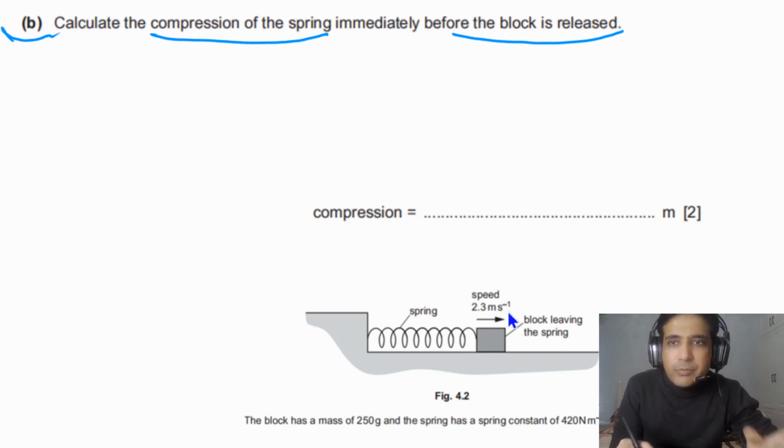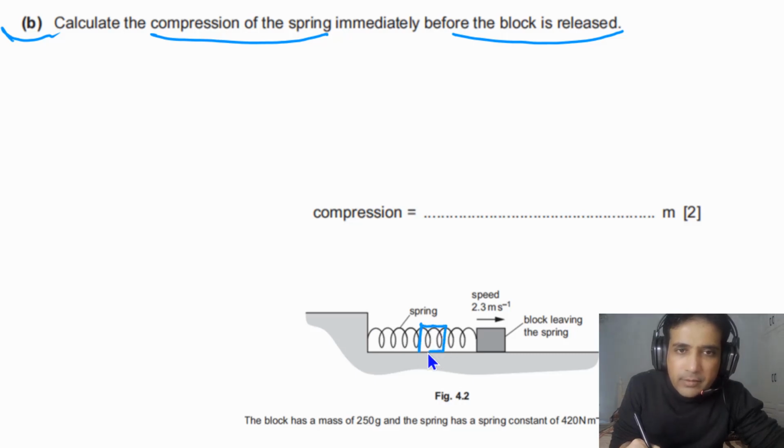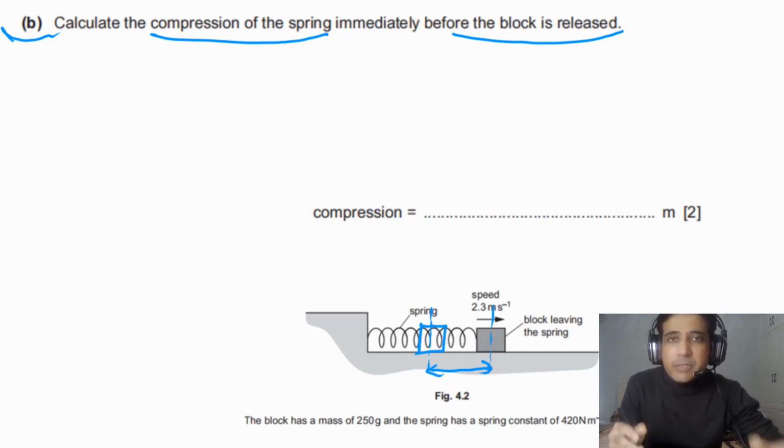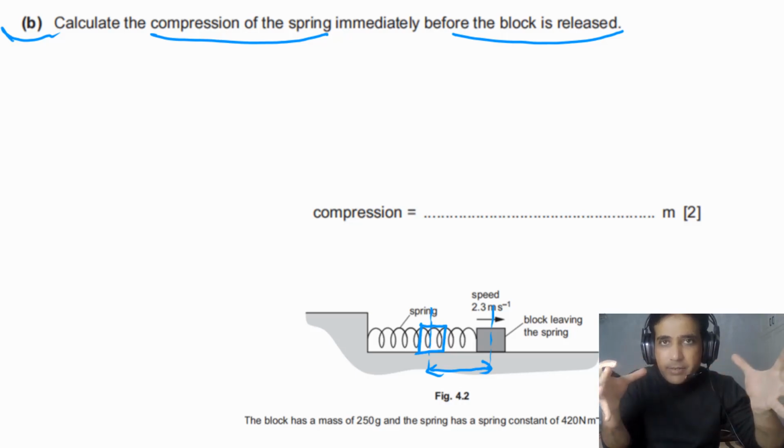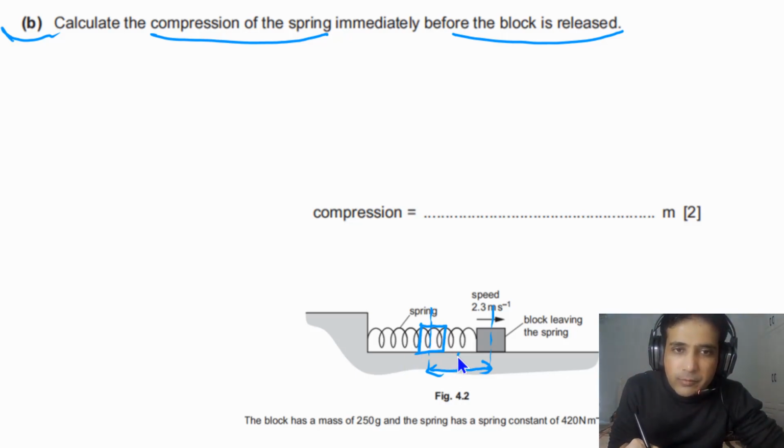So it simply means that first of all, we compress the spring, we move this block to the left. Imagine that the spring is fully compressed when the block is at this point. The question is asking us to calculate this amount of compression, because at this point the block is leaving the spring, meaning the spring is fully extended at this point. So we need to calculate the value of x.